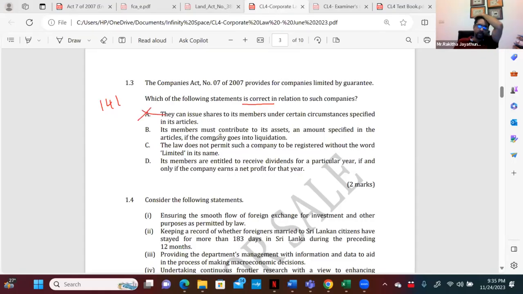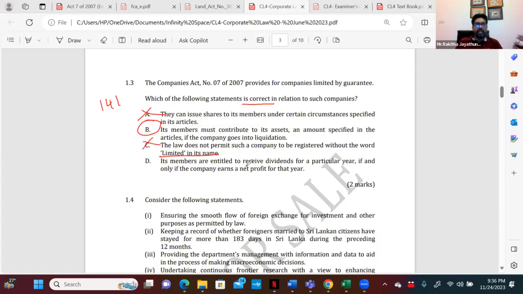Its members must contribute to its assets an amount specified in the articles if the company goes into liquidation. Yes, that's a correct answer actually. This is why we call it limited by guarantee. At the time of incorporation, they give a guarantee saying, at the time of liquidation, if the company has no resources or assets to settle the liabilities, we will contribute this particular amount, a fixed amount. We call it limited by guarantee. The law doesn't permit such a company to be registered without the word limited. No, that's not correct. I told you, they can register the company without the word limited, the opposite.